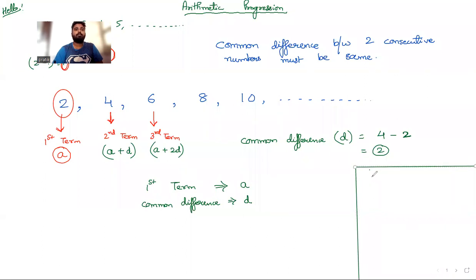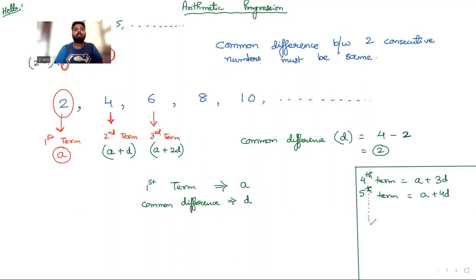When it is the third term, I wrote a plus 2d, right? So when it is the fourth term, what will this be? A plus 3d. Yes or no? Correct? Fifth term will be nothing but a plus 4d.